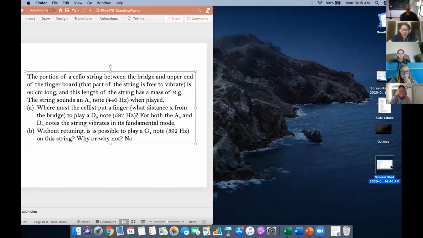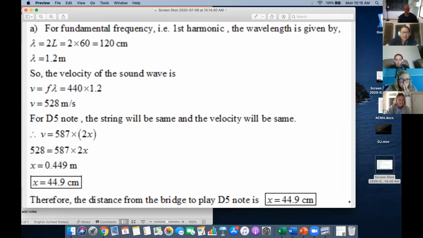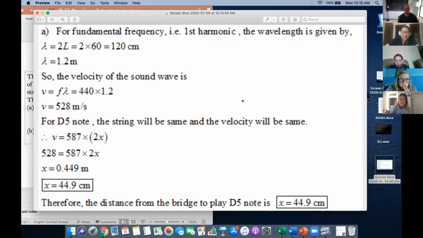Okay, so this is what I did. Let me pull it up. Wait, why'd you do 1.2 instead of 120? I'm just converting it to meters. Velocity is 528 meters per second.